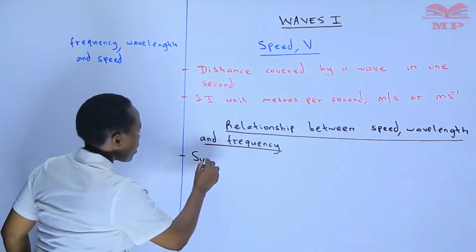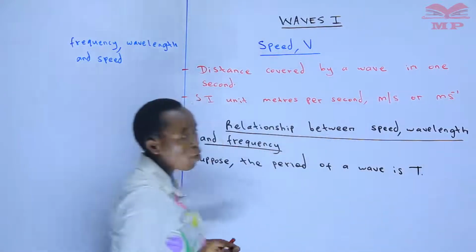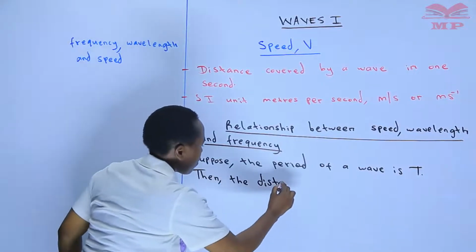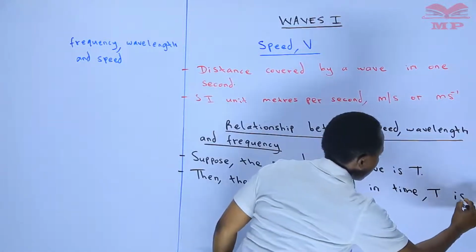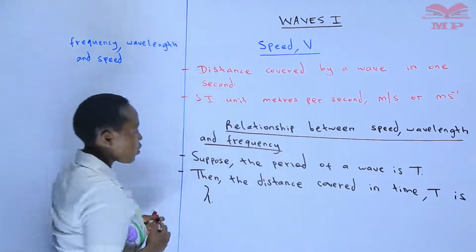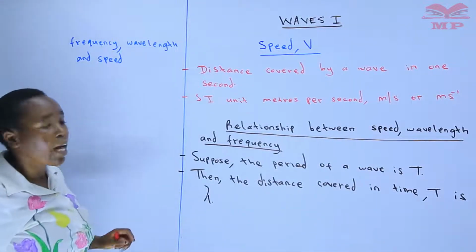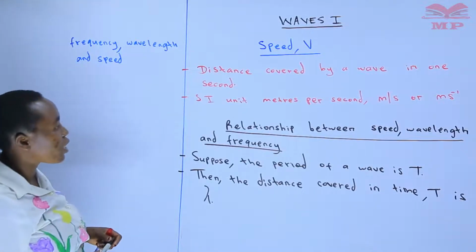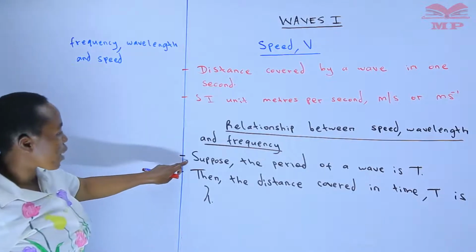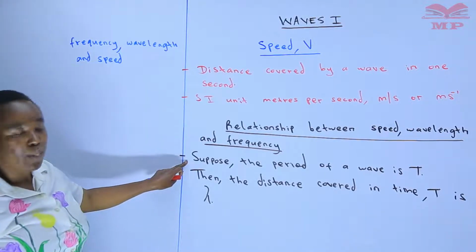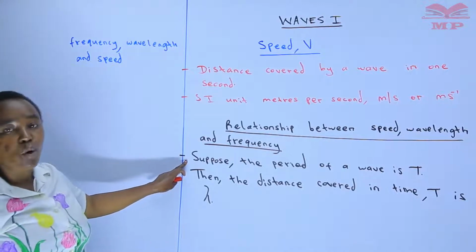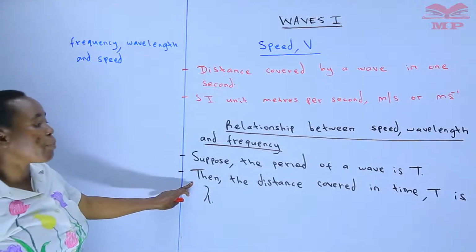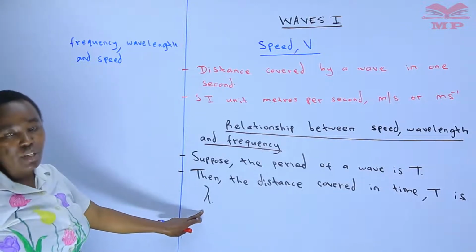So suppose T for periodic time, and then the distance covered in time T is lambda. So that is what we are going to consider when we want to come up with an equation that we are going to use in solving numerical problems. So we suppose that the period of a wave is T. We say that periodic time is the time taken to complete one oscillation, and then the distance covered in that time T is lambda, which is the wavelength.